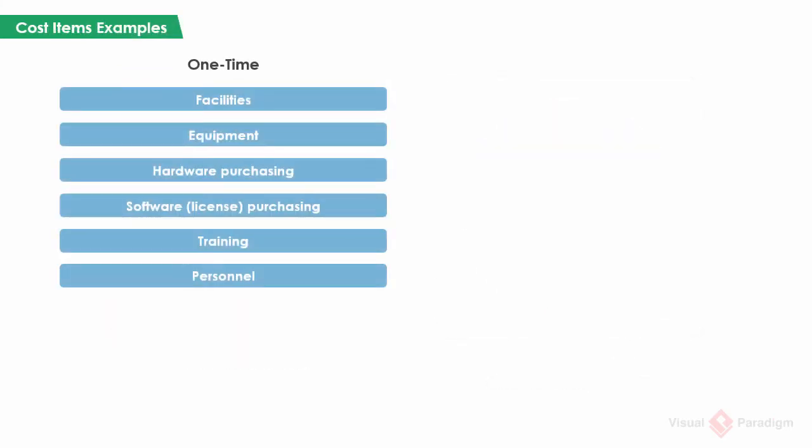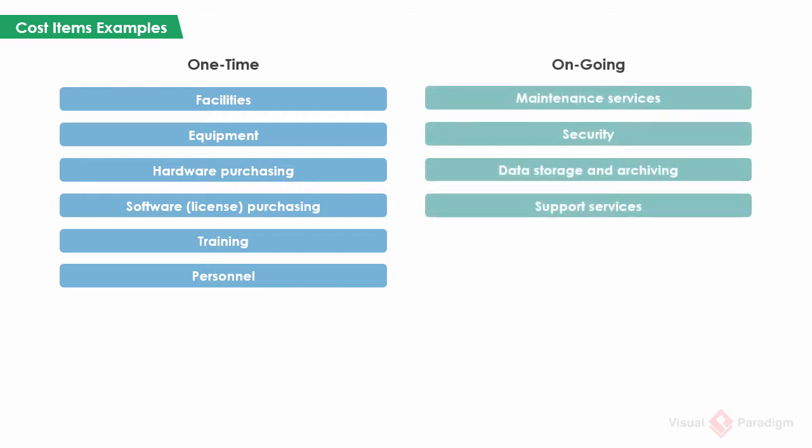Examples of one-time costs include facilities, equipment, hardware, software, training, and personnel. Examples of ongoing costs include the maintenance cost of system, which is often counted on an annual basis, security cost, data storage service, ongoing customer technical support, and etc. Once you've identified the cost items, estimate the cost required for each item for each possible solution.